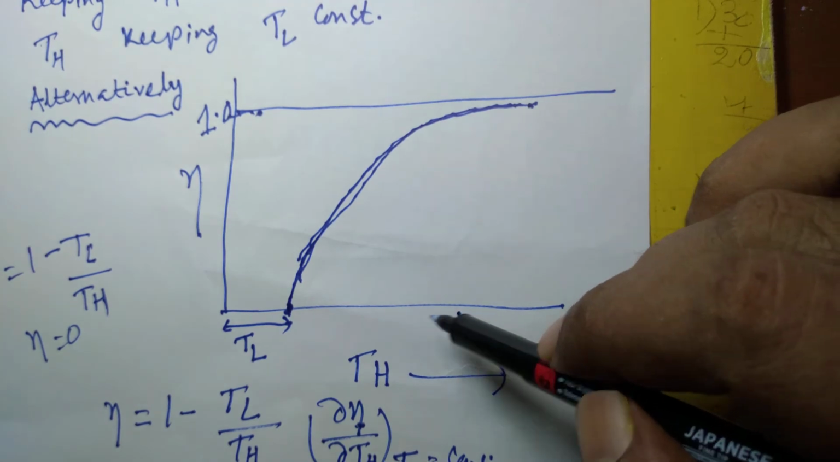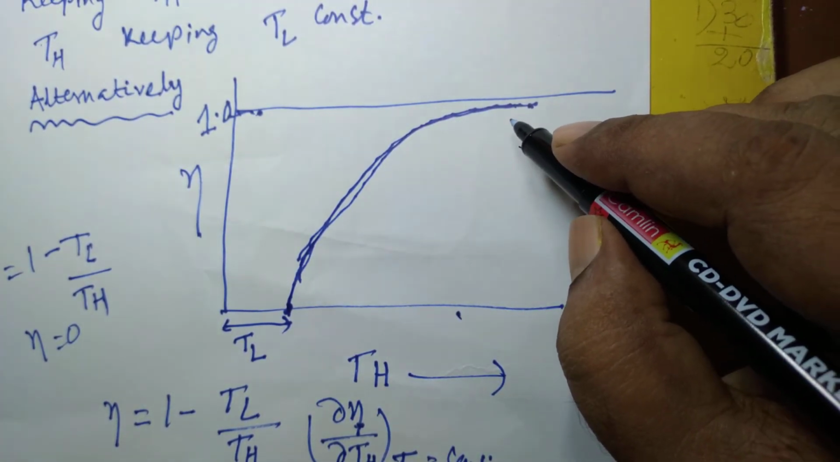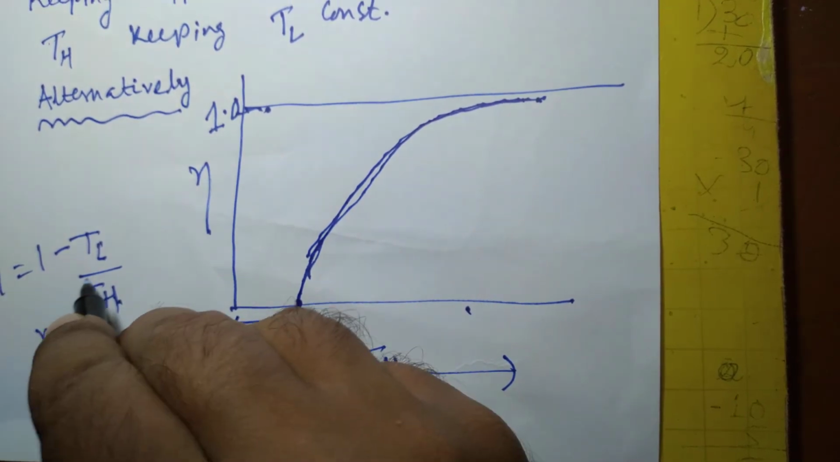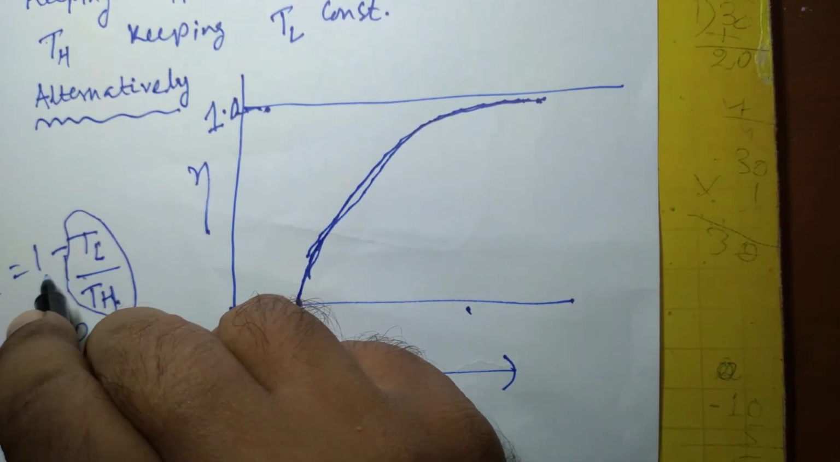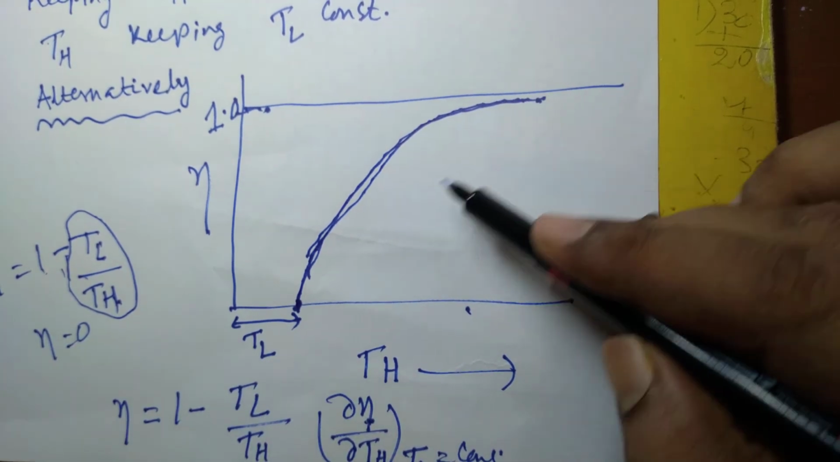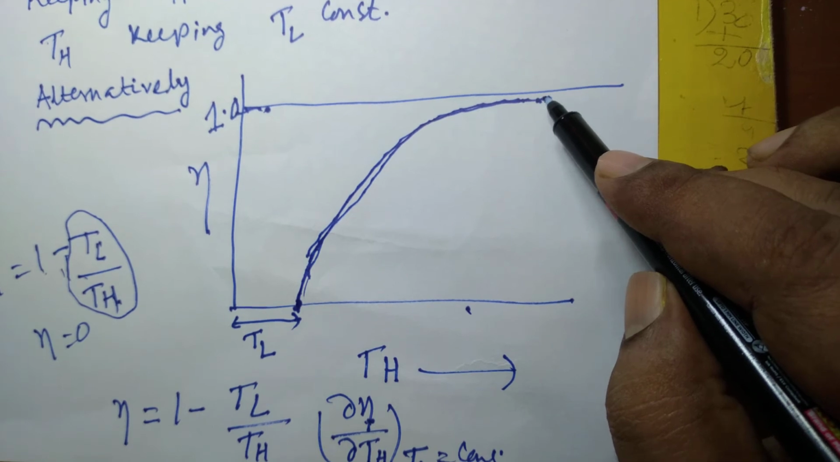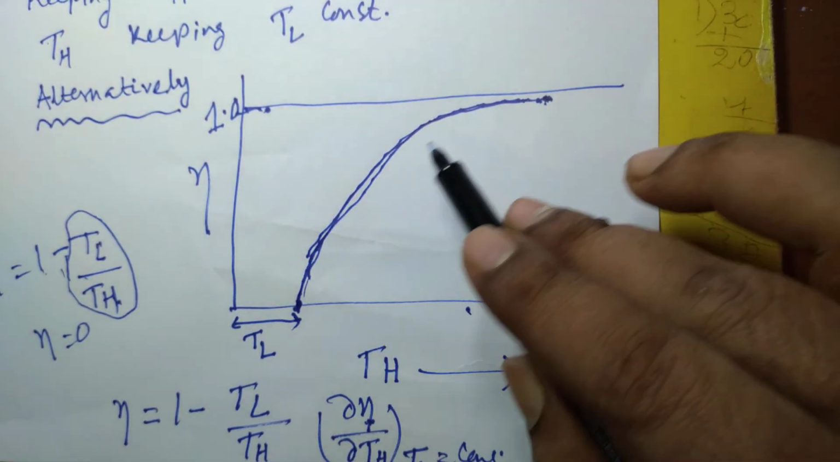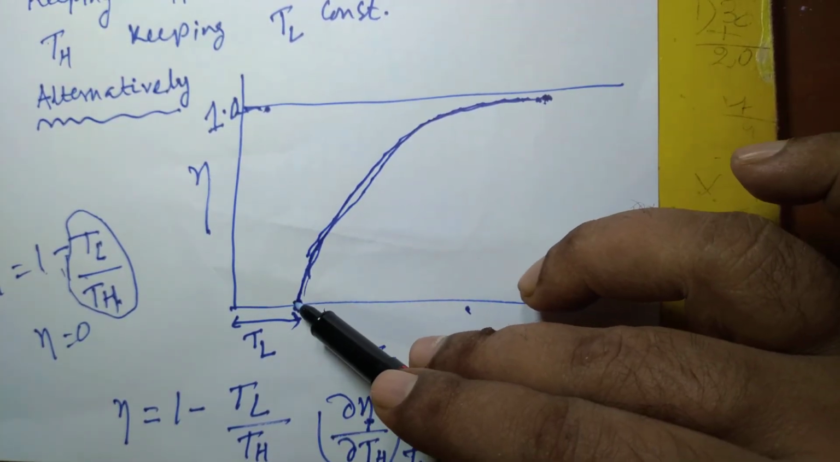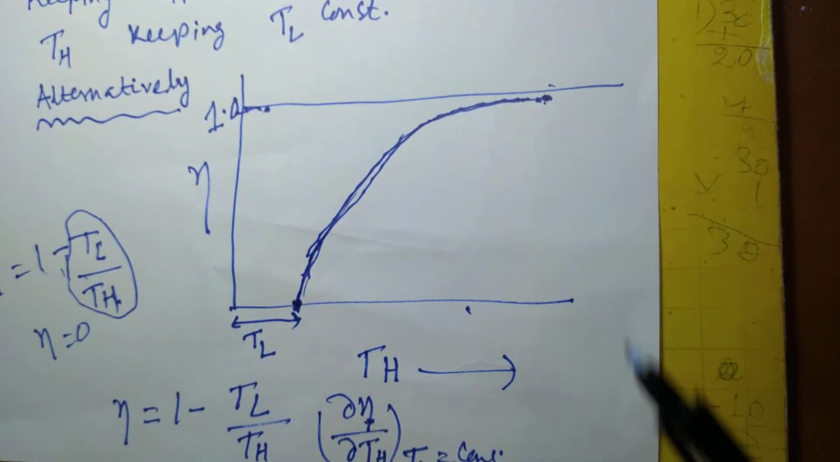When TH continues to increase and approaches infinity, this term is 0, so efficiency asymptotically reaches 1. So when you increase TH, the efficiency approaches towards 1. That's why the curve is like this, and moving from here to here, the slope continues to decrease.